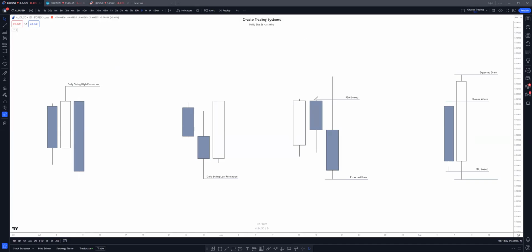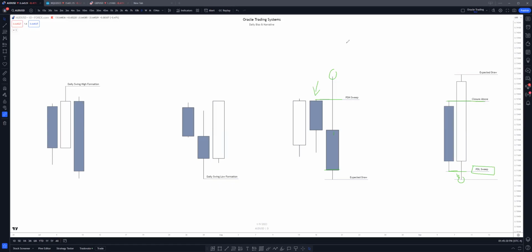The sweep of a previous daily high would be like this, where price in this daily candle comes up, takes this one, and closes below. Similarly, we have a sweep of the previous daily low, candle formation, low, manipulates liquidity underneath the previous day's low before pushing up, and then in this case, closing above the previous day's high.